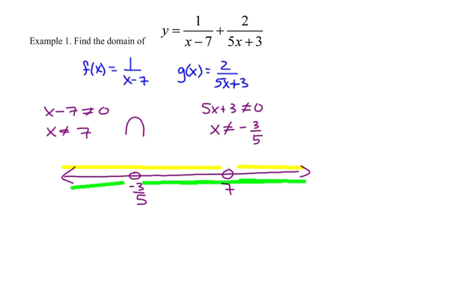So our domain would be then from negative infinity to negative 3 over 5, round bracket, because it would be 0 at that point, union negative 3 over 5 to 7, union 7 to infinity. Right, so that's why it's the intersection, right? You get it? Okay. So when we have a complex function, we can break it up into those different functions, find the domain of each of those, and then find the intersection.